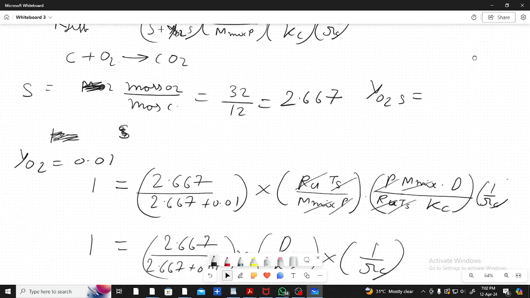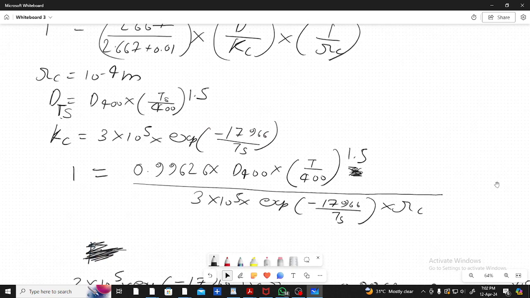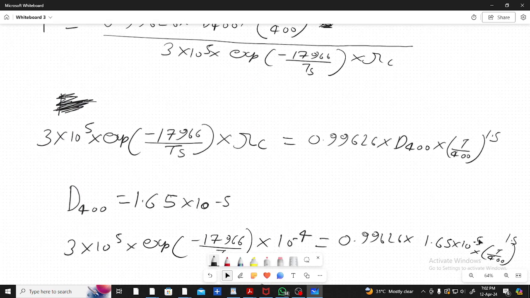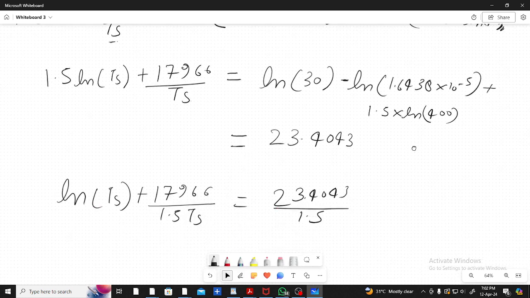Whatever calculation we are doing, this equation is not something like ax square plus bx plus c is equal to something, so that we could solve it that way. This is a logarithmic equation. We don't have any standard formula to solve this equation, so we have to solve it numerically. Now, just to simplify this equation, we are doing this.